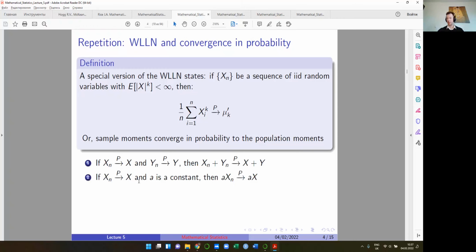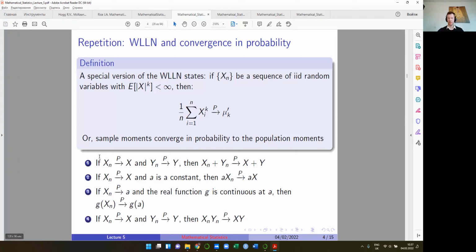If this random variable converges in probability to some x, and A is a constant, then the product of this sequence converges in probability to the product of A and X. The same holds if you impose some function here. You will see the examples today, how we use these properties. And the fourth is similar to the first one, but when we have a product of X and Y, then their product converges in probability to XY.